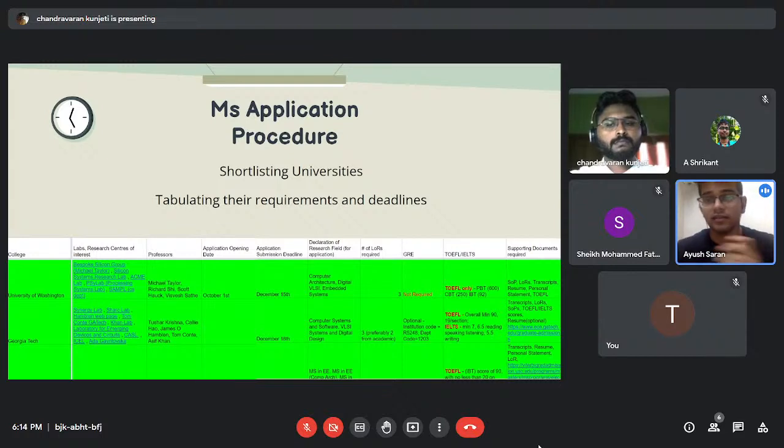Following that is the final straw of the entire application procedure, which is the supporting documents that are required. These supporting documents include: you will be requiring 3 LORs, one really good SOP. You'll be required to submit your resume as well and your scores. So these four are the main things that you'll be asked to submit. Some universities also make it clear that they want something extra as well, but these four are the basic minimum that are required across all universities.